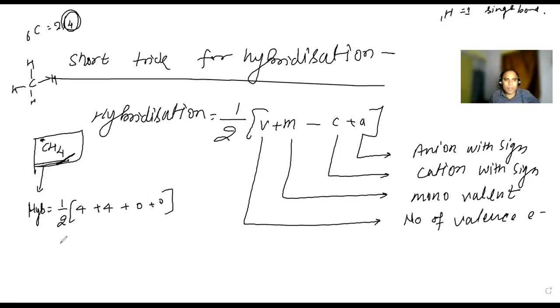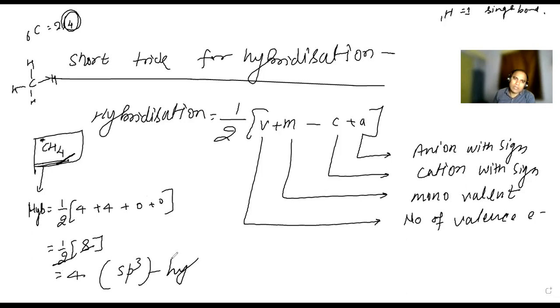Now see, 1/2 in bracket, how many B plus M. B is 4, M is 4, so that is 8. This will be cancelled out, so it is coming 4. 4 means what will come? That is 1 s orbital, 3 p orbital, sp3 hybridization. Okay, this is going to be sp3 hybridization. Can you understand this one? Yes, sir. Okay, very good.